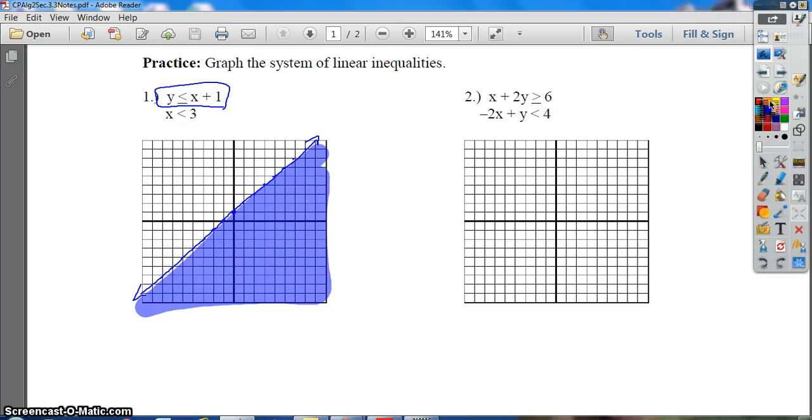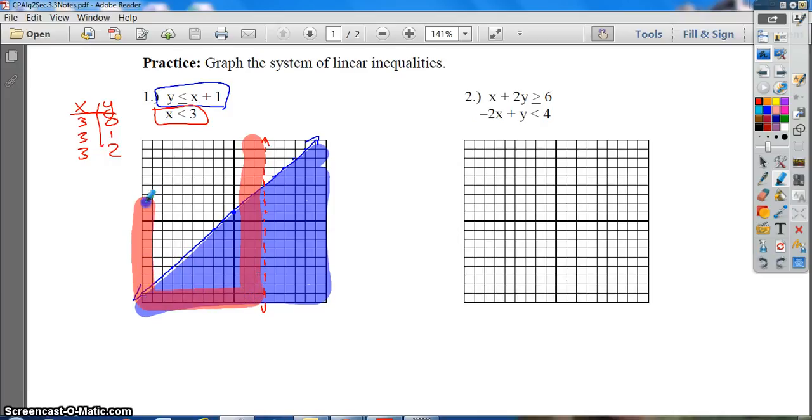Now, the next one I'm going to do in red. X is less than 3. That means x at positive 3, I'm going to have a vertical line. If you ever get confused which one's vertical and which one's horizontal, do a t-chart. So if I do a t-chart for this, x is always 3. Treat it like an equal sign. Y can be anything your little heart desires. So 3, 0; 3, 1; 3, 2, they're all vertical. If we're less than, that means I'm going to shade the less than side, which would be over here.